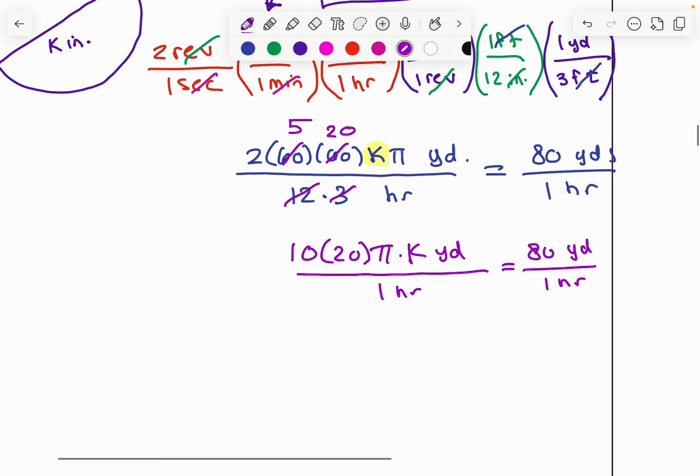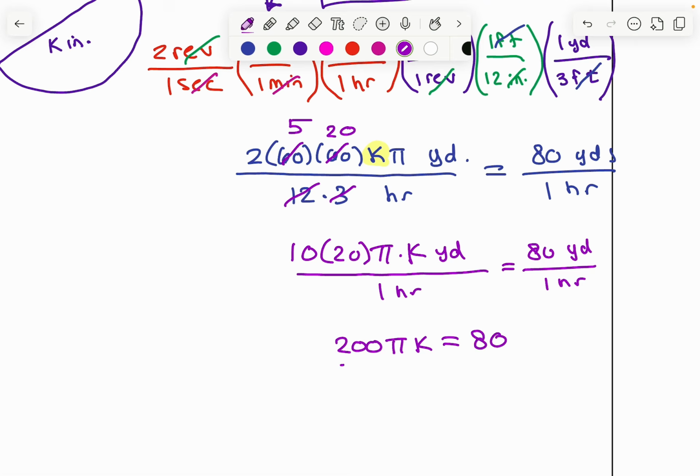We want to solve for k. I mean, you can cross multiply. You could divide. Well, let's just cross multiply. So now I have 10 times 20 is 200. 200 pi k times 1 is equal to 80.